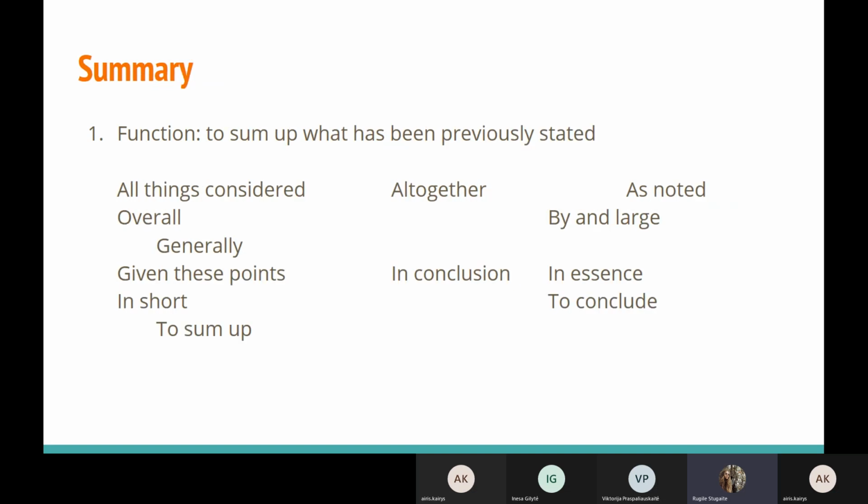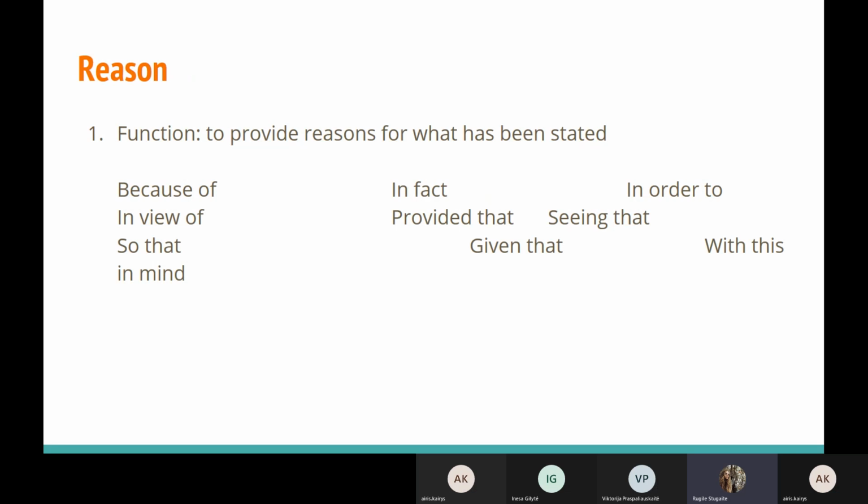And now we can move on to another type of linking word, which is summary, and they function in a way that they sum up what has been said previously, what has been previously stated. So all things considered, overall, generally, given these points, in short, to sum up, altogether, as noted, in conclusion, in essence, and to conclude. So these are used for the type of linking words for summary or conclusion.